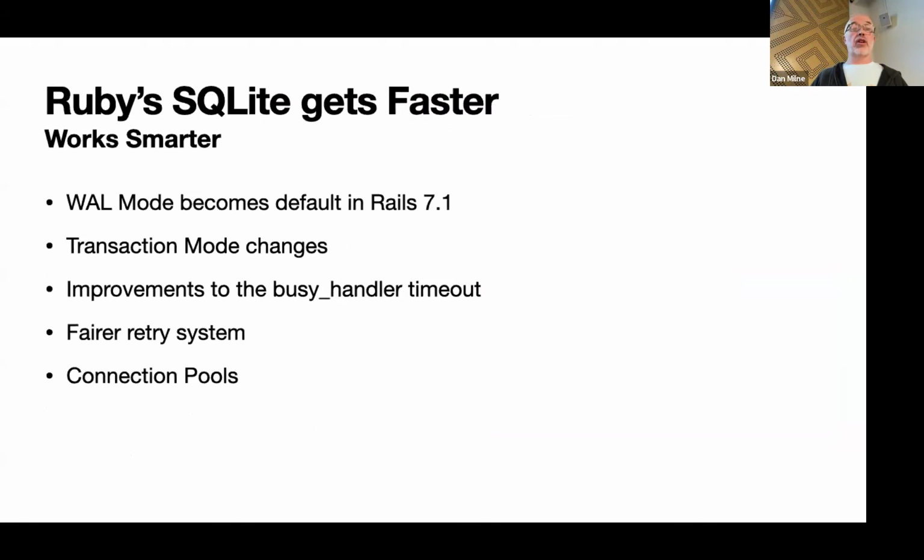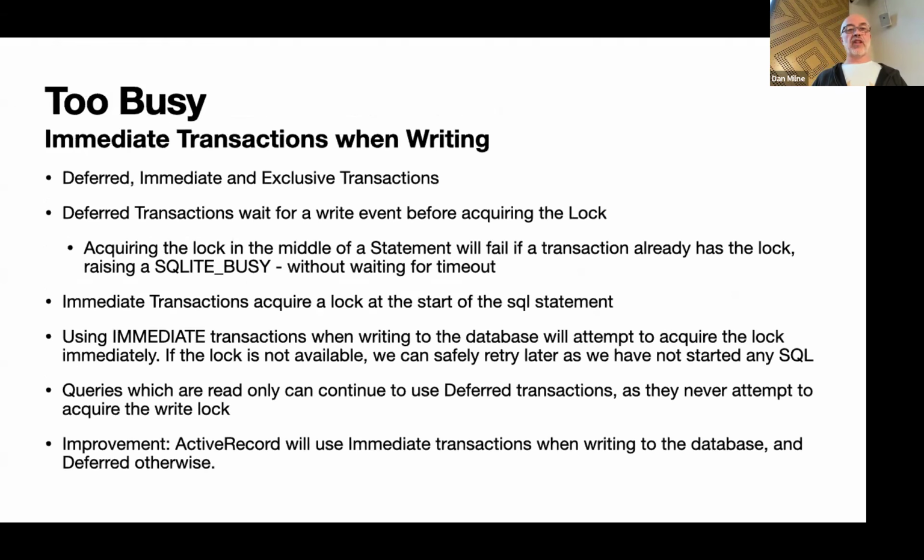Right. So what made it faster in Ruby? Well, WAL mode became default, which means that you can have multiple readers while writing. And then we'll go through these, but they made changes to how transactions are handled, the busy handler, the timeout, retries are the main ones. The connection pool thing's just an added extra that Fractaled Mind likes.